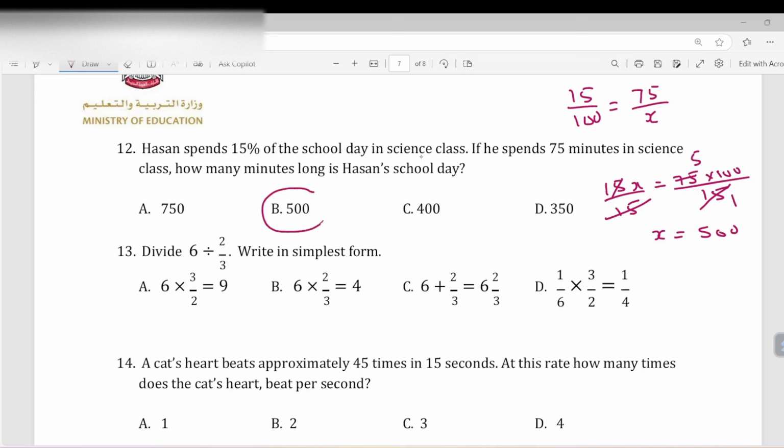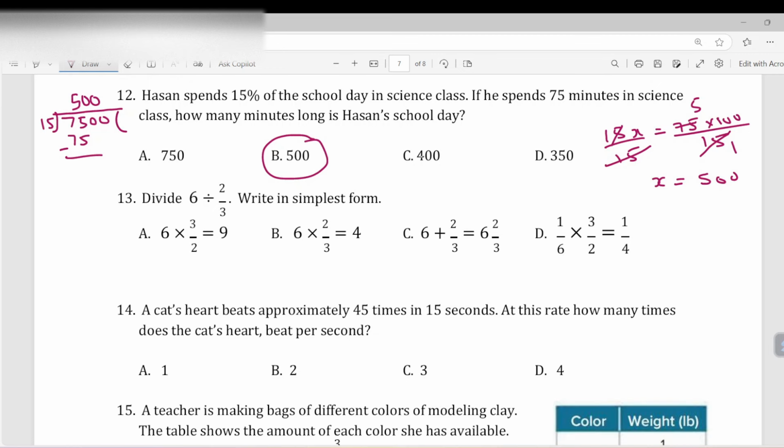500. Excuse me, I am going directly. If you don't like that, no problem. 75 into 100, you write it down: 7500 divided by 15. You can go this way. 15 is there. You go. Or yes, 15 fives are 75, and 2 zeros are there. Write it down.